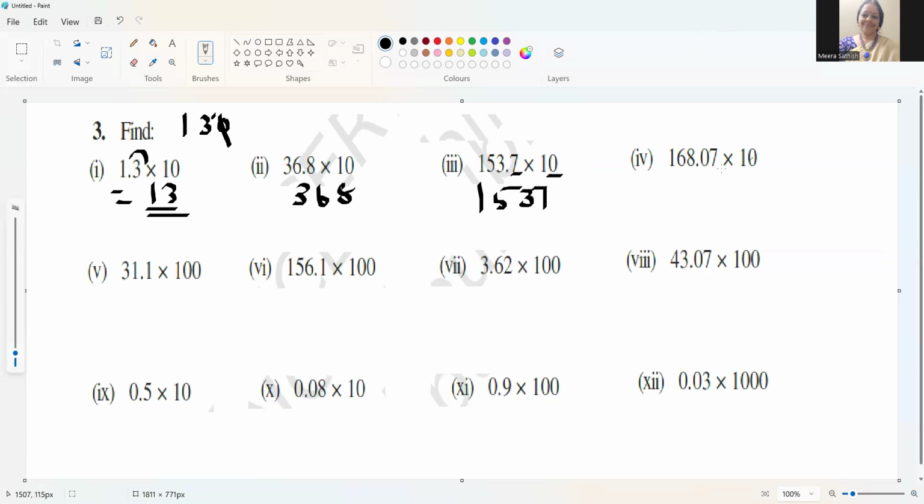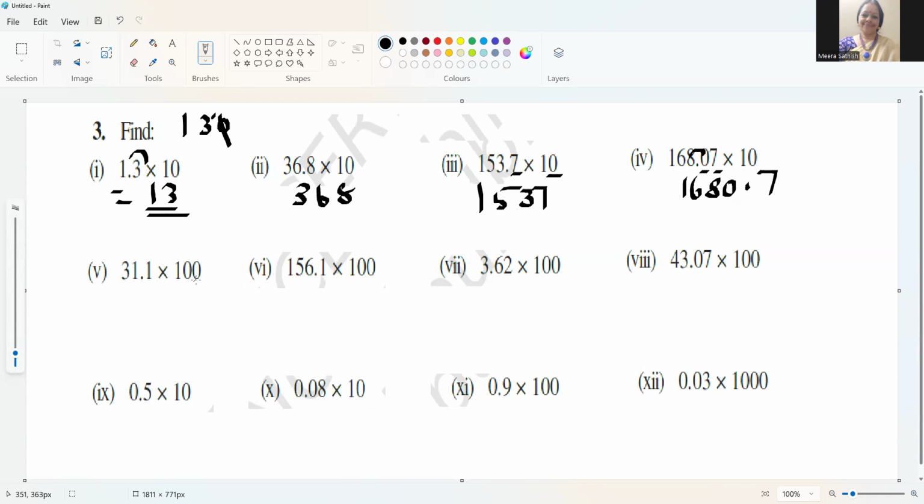1537. But here see, 2 decimal places and only 1 zero. I told you, 1 zero will cancel only 1 decimal place. So only 1 decimal place can be removed, 1 decimal will remain. So 1680. The 0 will be removed from this, and the 0 will be removed from the decimal. So 7 will be there. So it is like this.